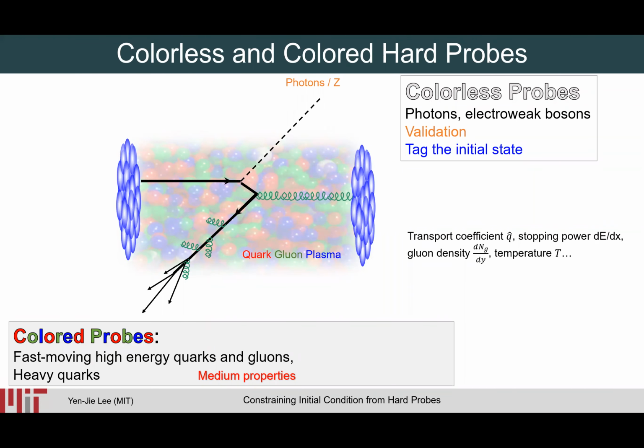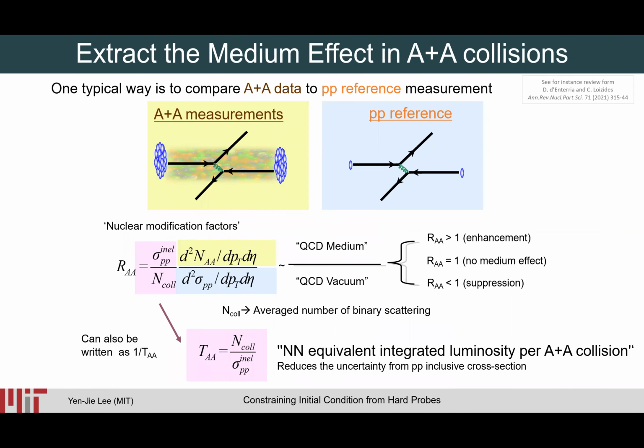So what do we mean by hot probes? When we do heavy ion collisions, this is a high energy collision. So from time to time, we not only produce the quark-gluon plasma, but also some hard scattering process with high momentum transfer can happen. And there are two types of probes we are interested in: the colorless probes, which are very important and can be used to detect the initial state of the scattering and also for validation of our calculations. And the second part is the colored probes. Those are fast-moving, high-energy quarks and gluons, and heavy quarks, and they can be used to study the medium properties.